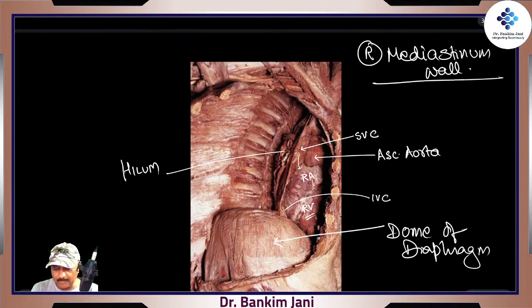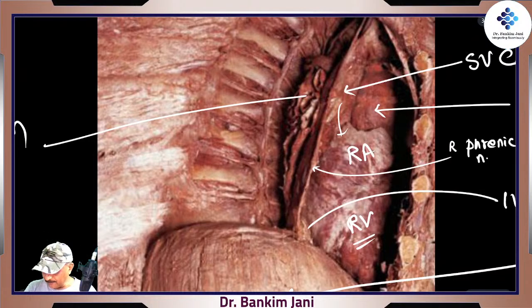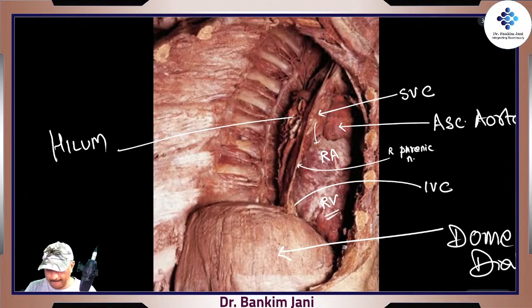Because this is a major nerve which is going. For that, I'll just zoom it. See, this is the nerve, right? This structure is different, and I'm talking about this nerve. The nerve which is supplying the diaphragm, and that one is the right phrenic nerve. Exactly, right phrenic.